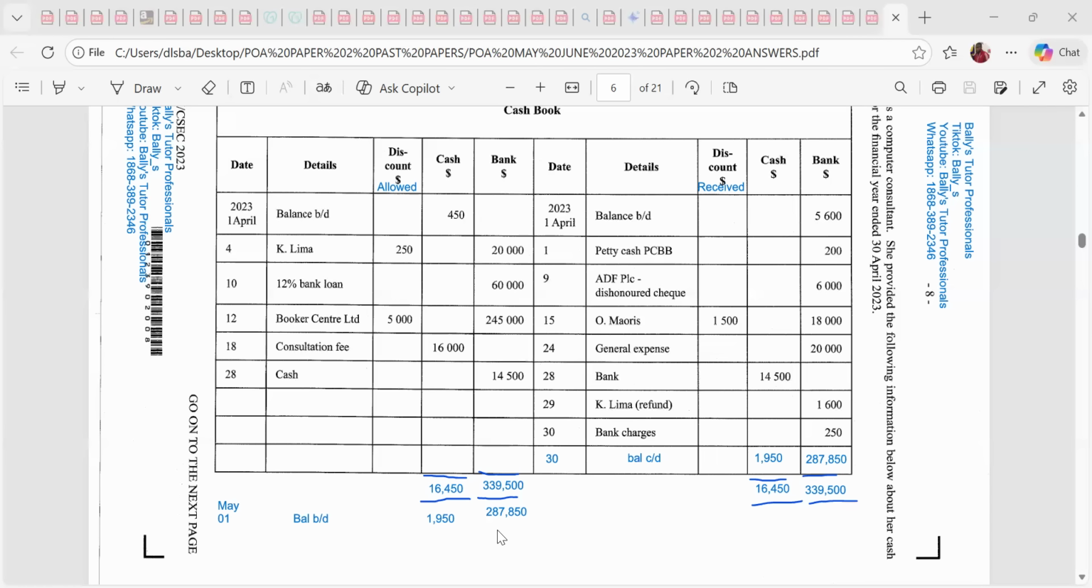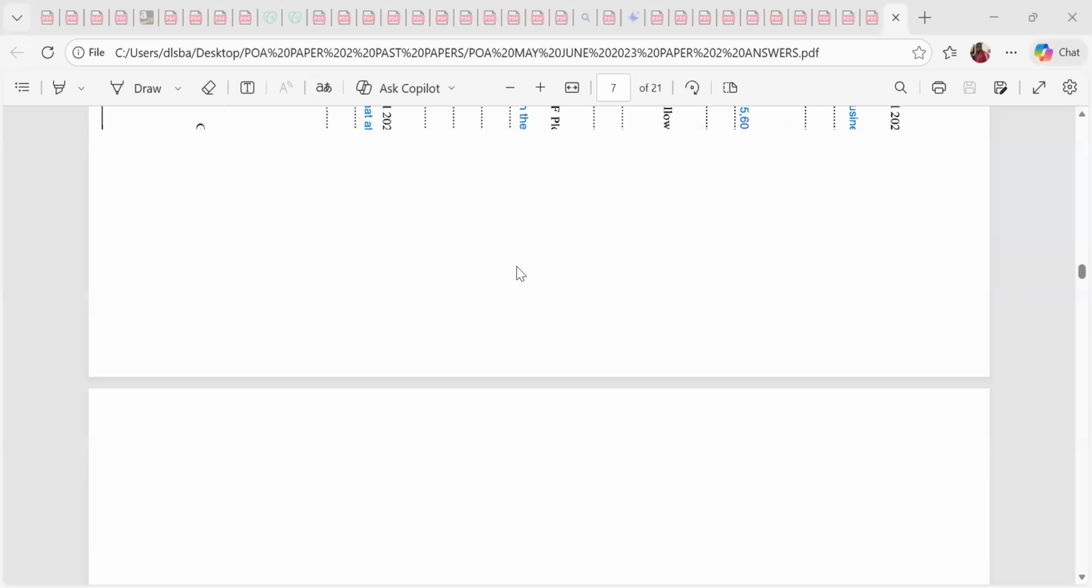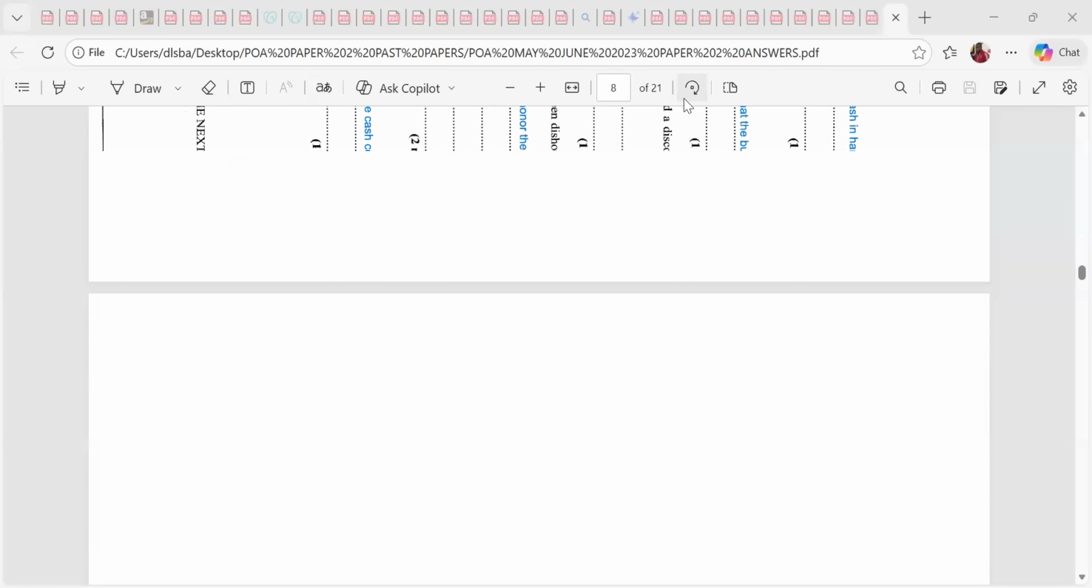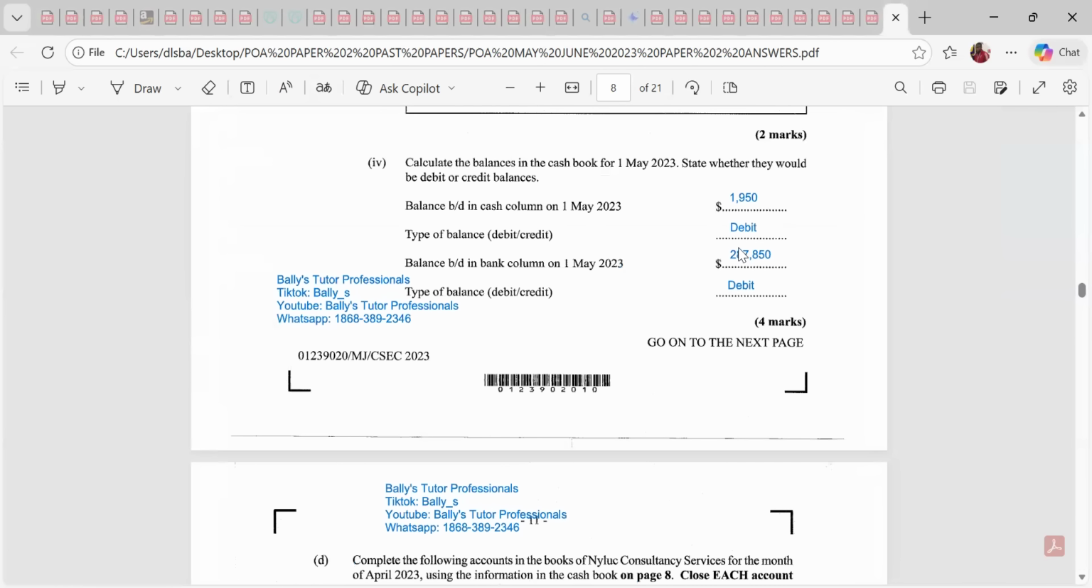1950 on debit side, 287,850 on the debit side. So that is what we put here. $1950 debit, 287,850 debit.